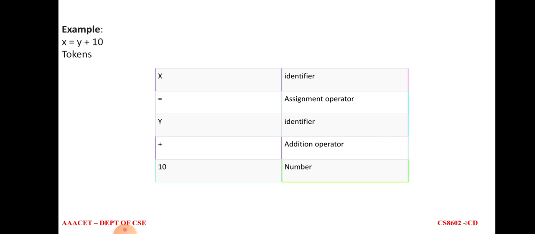x is the identifier, so identifier is a token. The equal symbol is an assignment operator, so assignment operator is a token for the corresponding lexeme equal symbol. Identifier is a token for the lexeme y. Addition operator is a token for the lexeme plus. Number is a token for the corresponding lexeme 10.